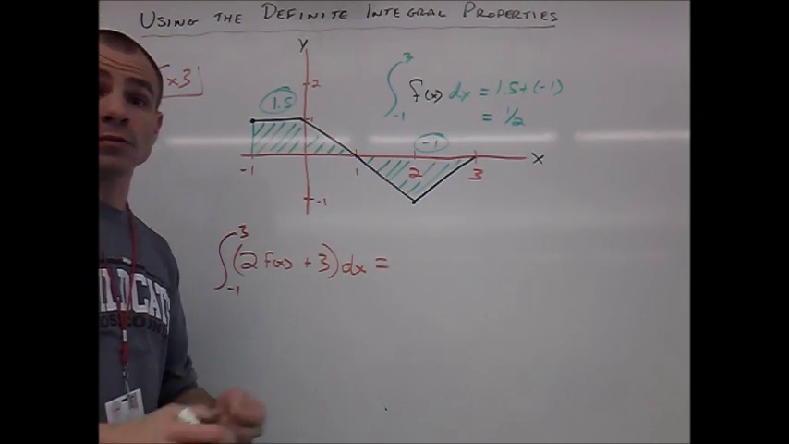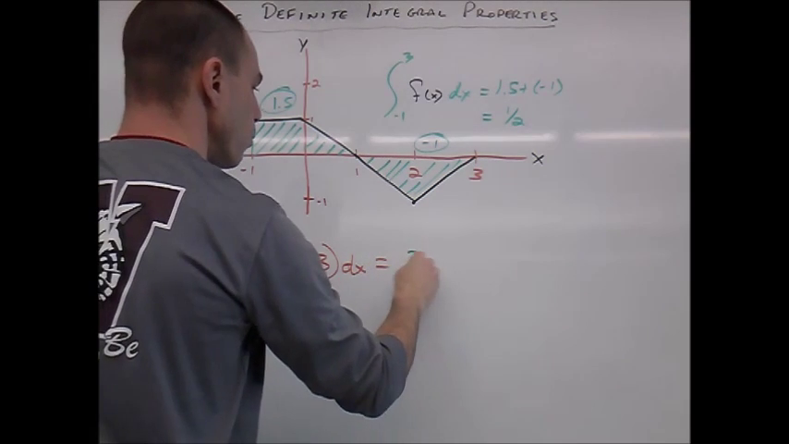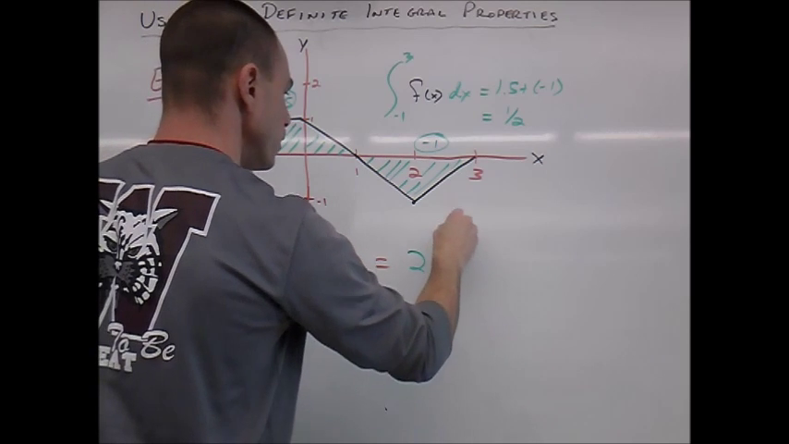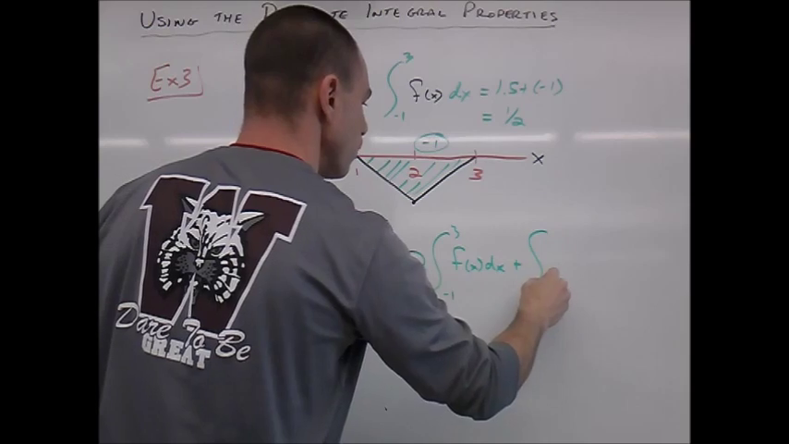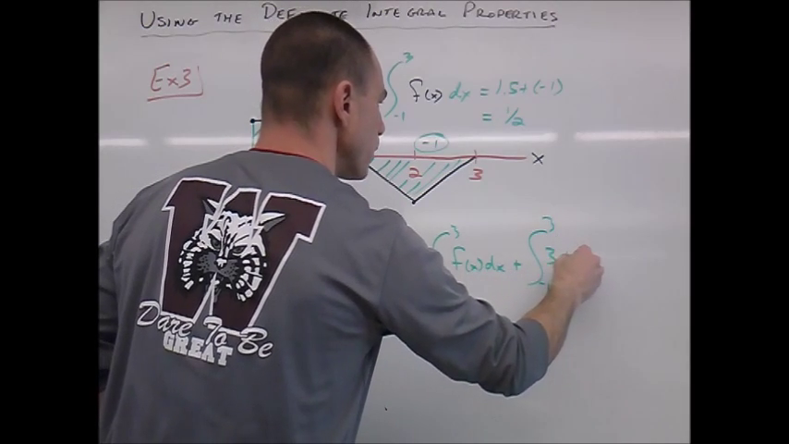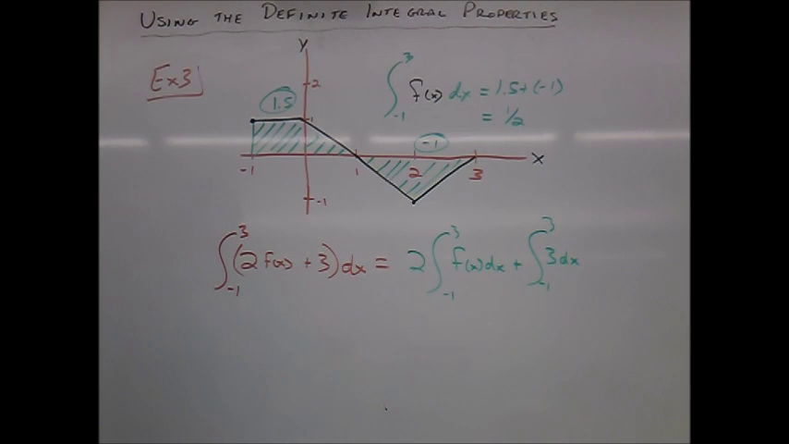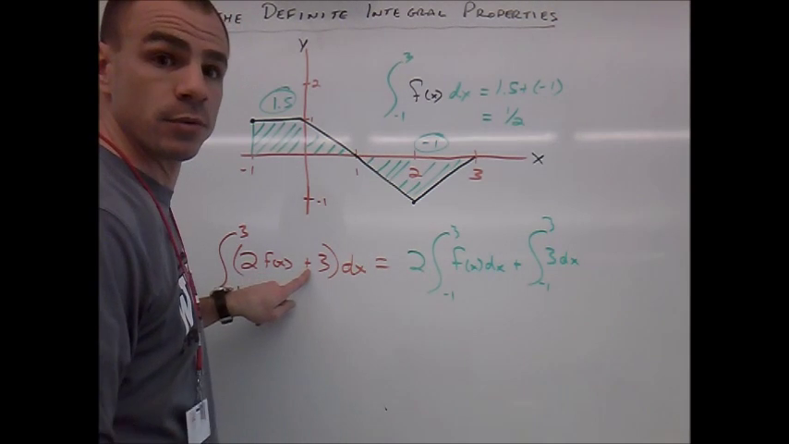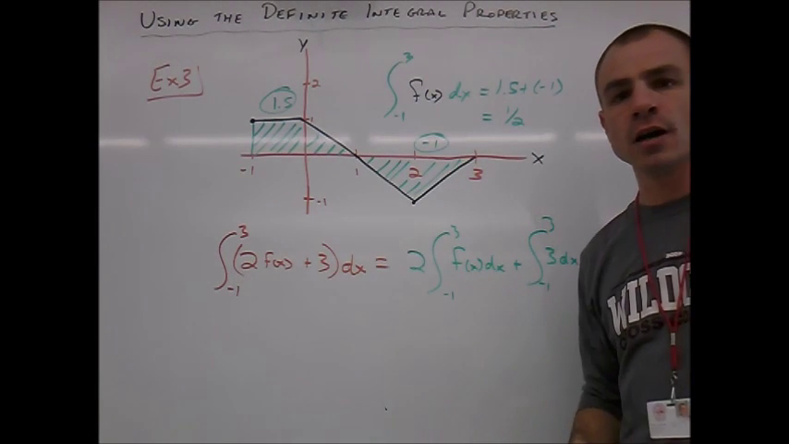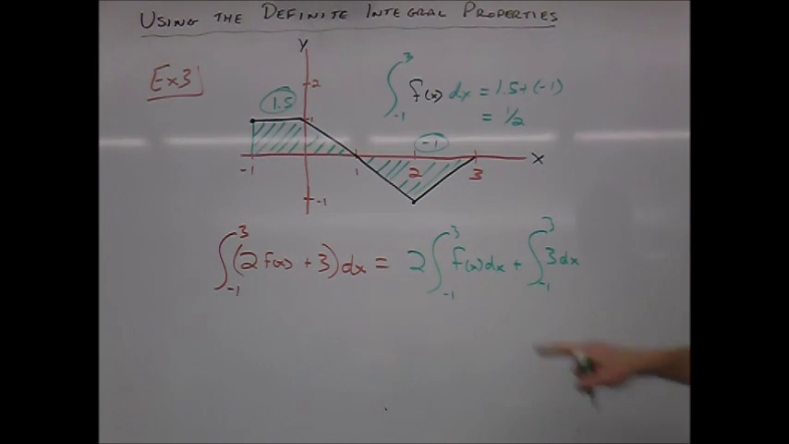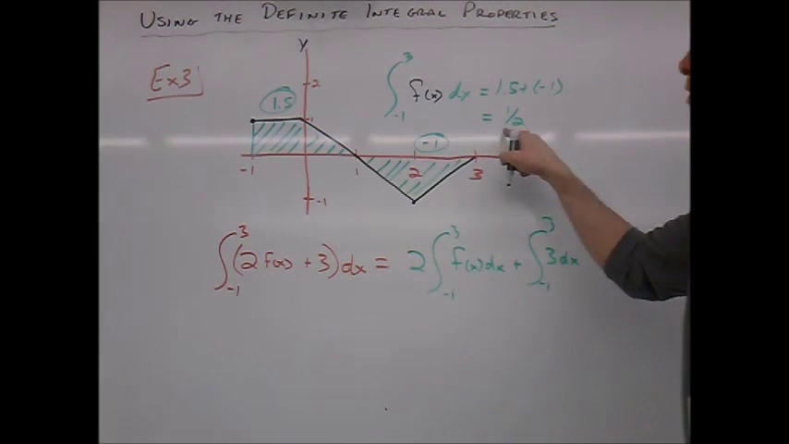Okay? So now let's put that into play with our properties. So we can break this up. We have twice the integral from -1 to 3 of f of x dx plus the integral from -1 to 3 of 3 dx. Okay, we broke up our integral into two integrals. We're allowed to do that because we have a sum, and we're allowed to move the coefficient out in front of the integral symbol. Okay, we know that the integral from -1 to 3 of f of x dx, we just found out to be equal to 1/2.